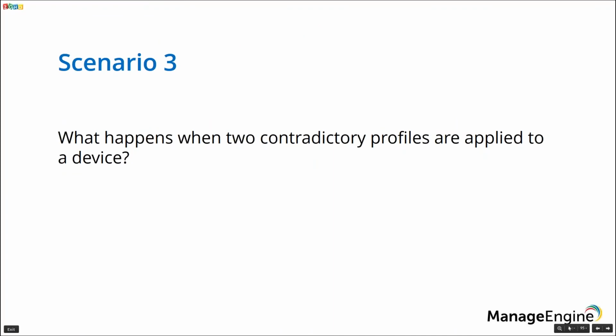And the third scenario: what happens when two contradictory profiles are applied to a device? It depends on the type of operating system you deploy to. Say you first disabled the camera and applied it to an iOS device. And when you create another profile with a lot of restrictions, and by mistake you have enabled the camera and deployed it, the most stringent policy will take precedence for iOS. So the camera will still be disabled even though you apply a new profile which enables it. But for Android, the latest profile will take precedence.